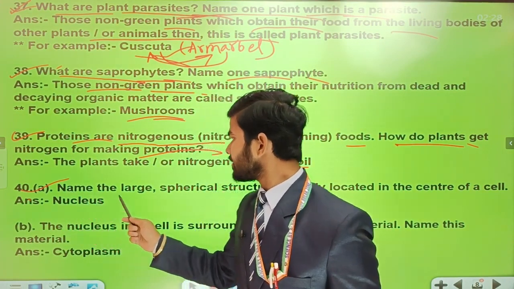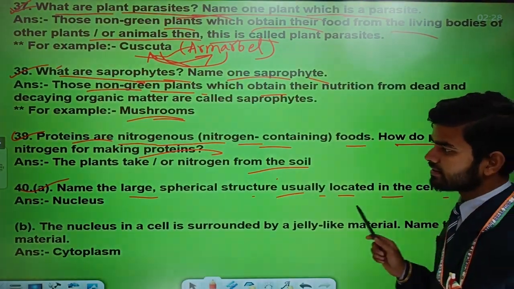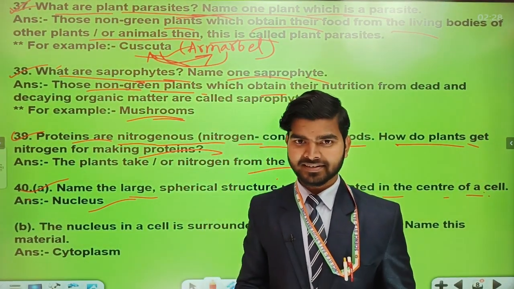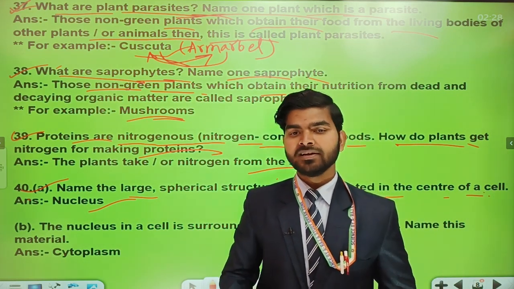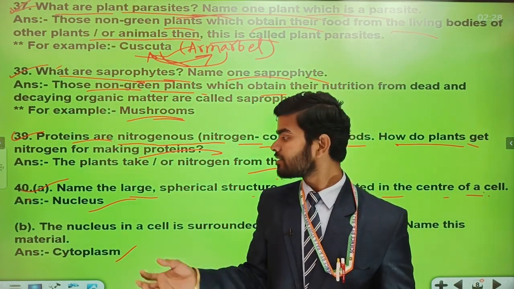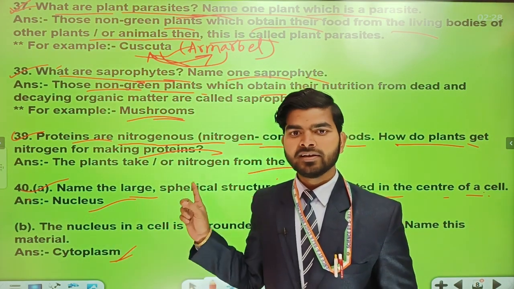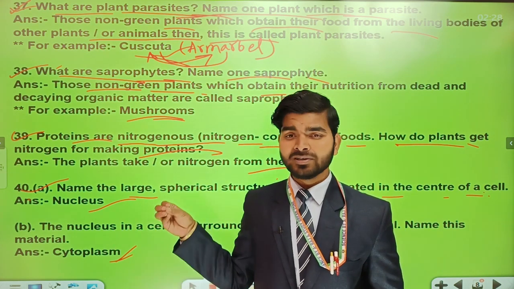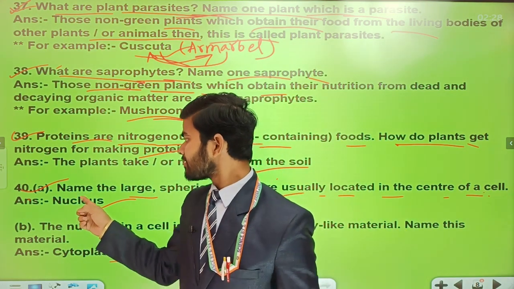Question 40a. Name the large spherical structure usually located in the center of a cell. The correct answer is the nucleus. All clear? I have told you what is nucleus and what is cytoplasm. If you remember what nucleus and cytoplasm are, then you can easily solve these questions, because in the notes I have taught you about these points. Next question.